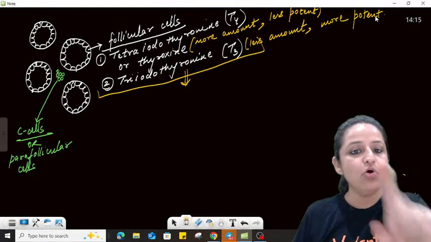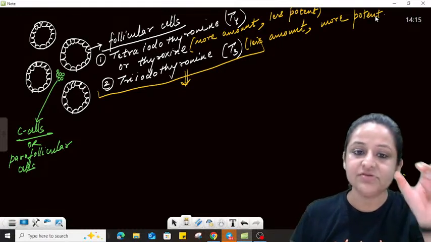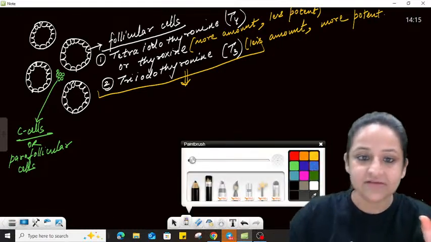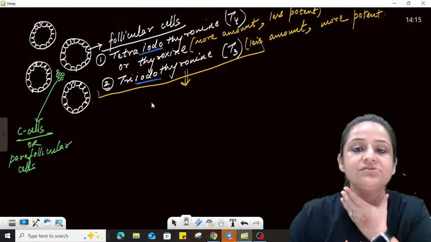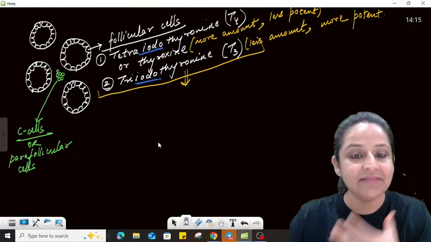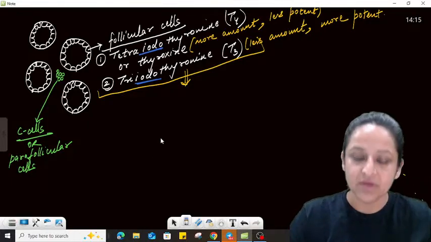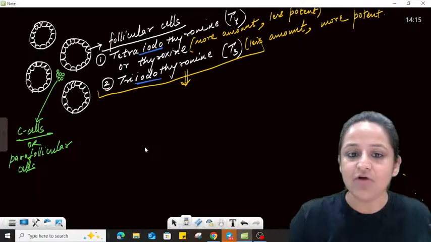Clear? For both these hormones, the presence of iodine is required, and that is the reason we say when there is iodine deficiency in the body, it causes the swelling of the thyroid gland, and that problem is called goiter. That is because of the lack of iodine.